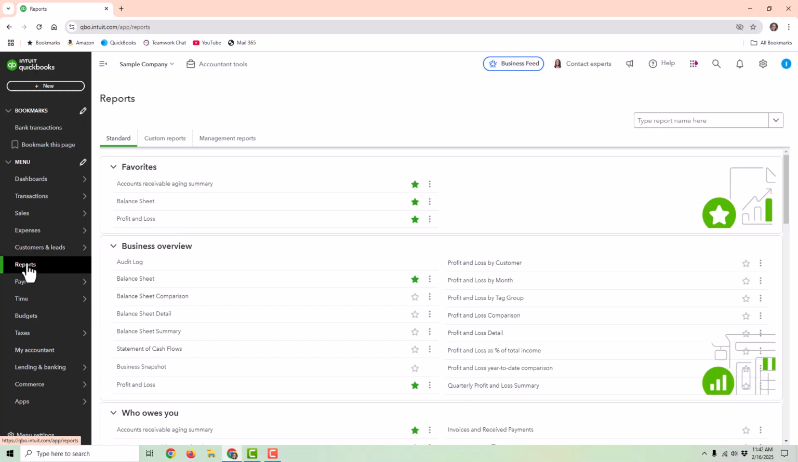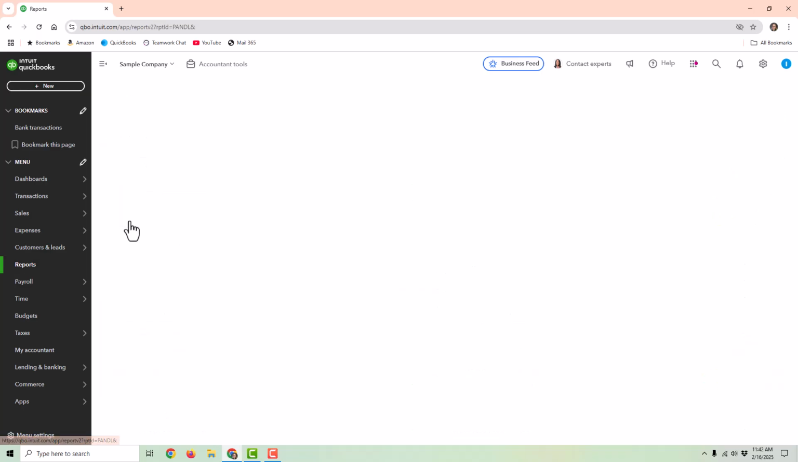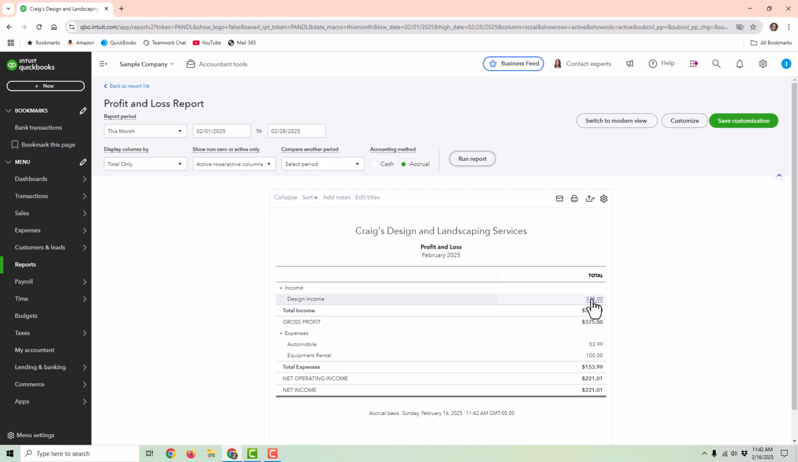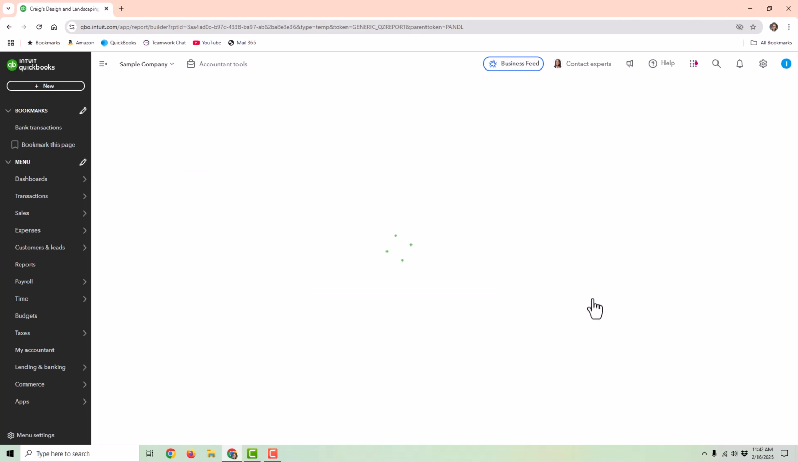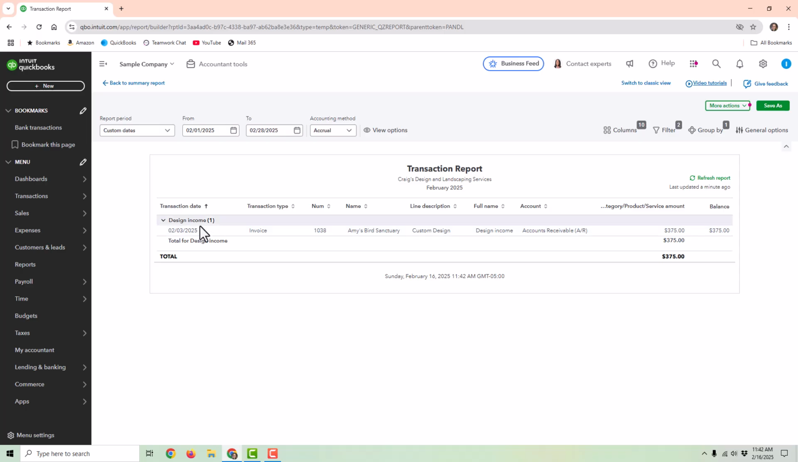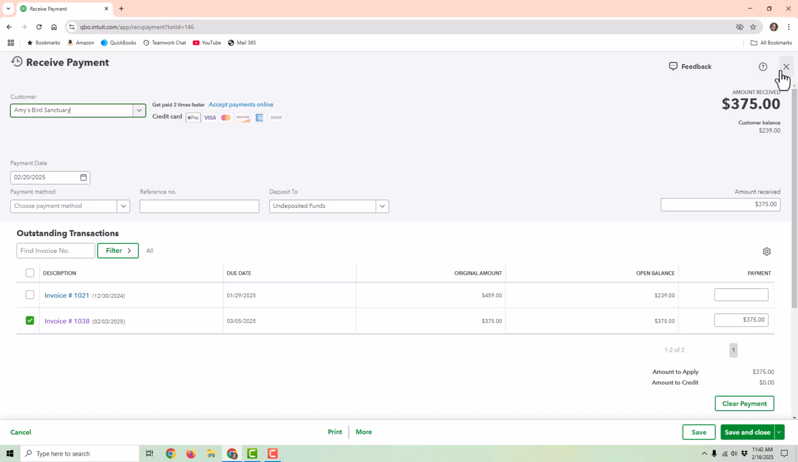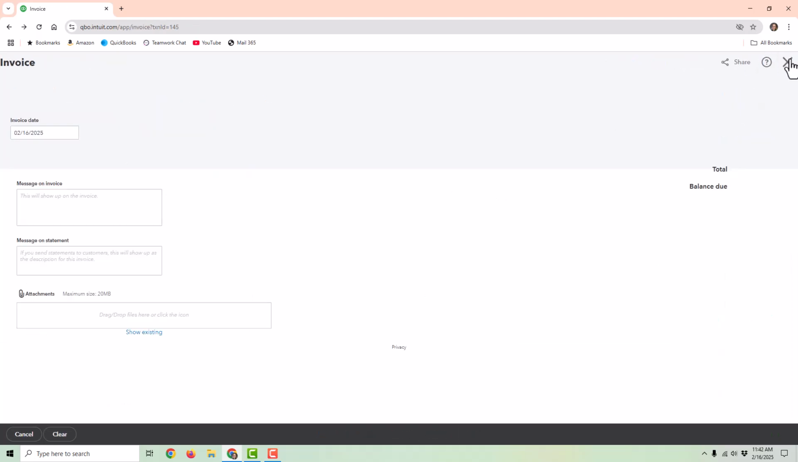I'm here in reports in the QuickBooks sample company, and I just want to show you how cash versus accrual basis would look in here. So let's go to the profit and loss, and I'm going to go to this month. Now you can see that I have this design income here, and this was an invoice that I created on February 2nd. Let me click on it. And I posted the payment on February 20th.